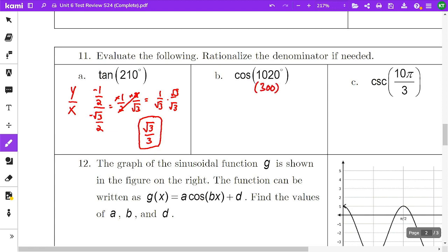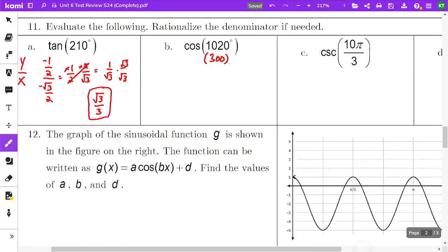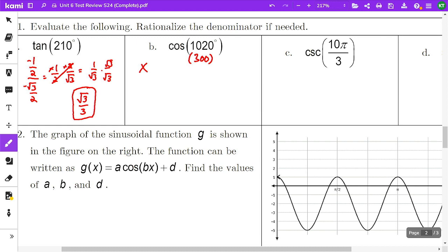And again, cosine will be the same thing as my x value. And my x value at 300 degrees is going to be 1/2. So cosine of 1020 is just going to be 1/2. Again, you will need to be able to understand and fill out your unit circle to get a question like this with ease without having to put this in a calculator. But that's that. The next one will be cosecant of 10 pi over 3.